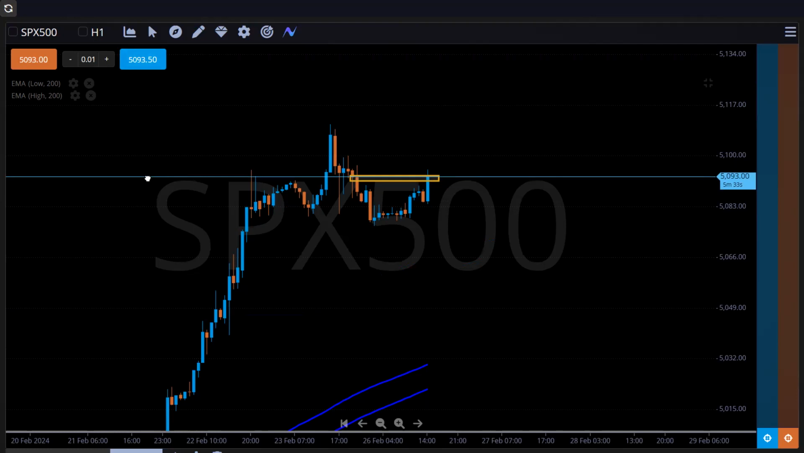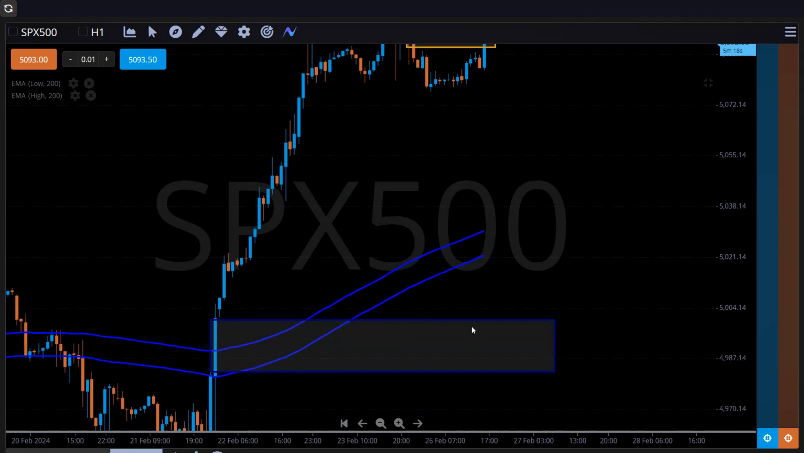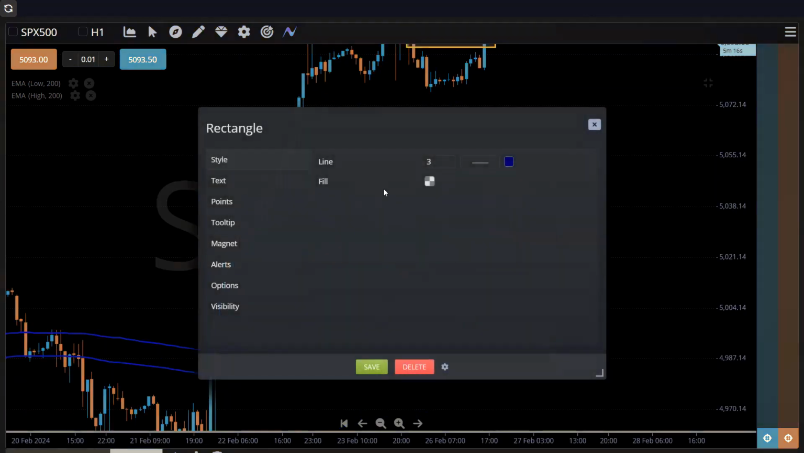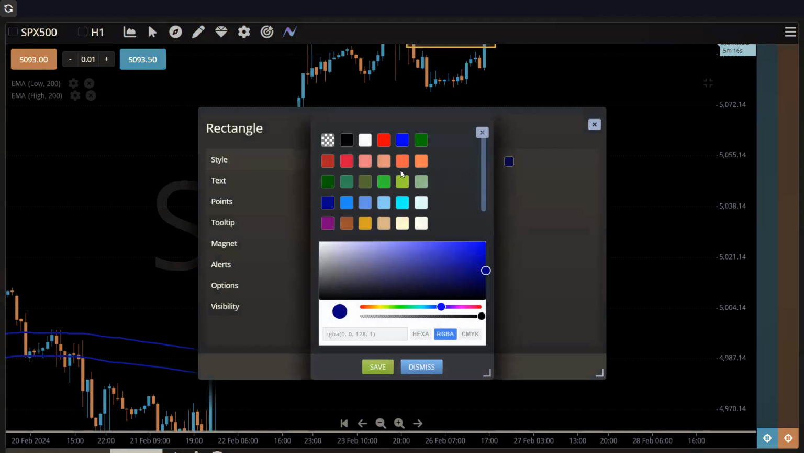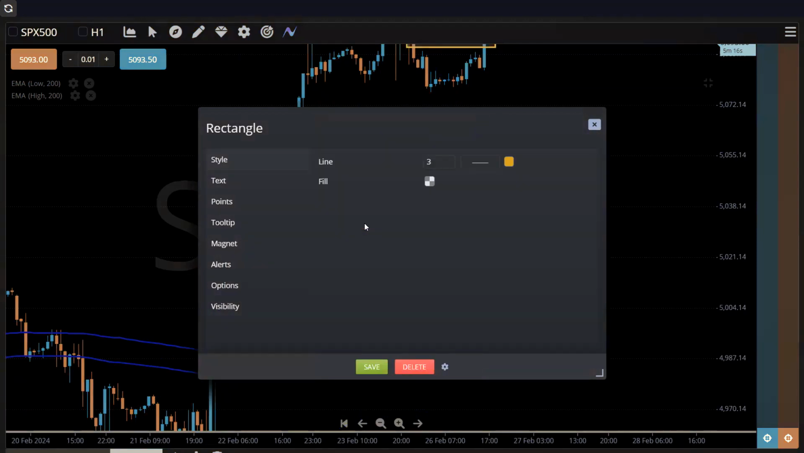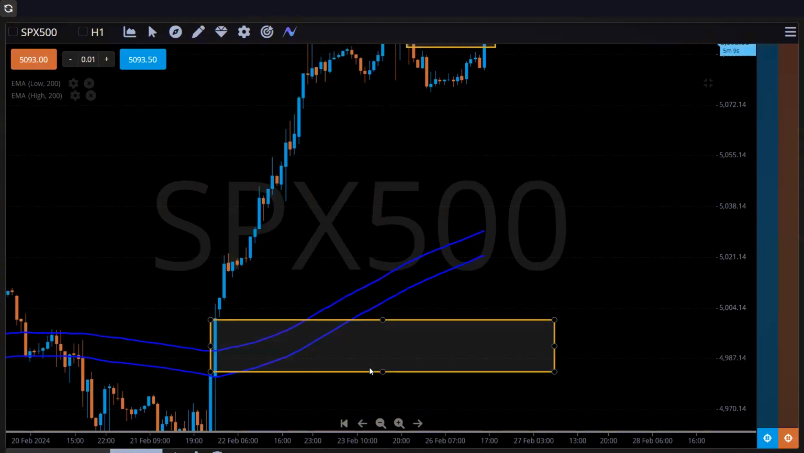My main move is when price gets down. Oh, let me change this color. When price gets down in here, when I start seeing that reaction down here, it may be a news event this week that will push it down here and we'll be prepped for that trade.